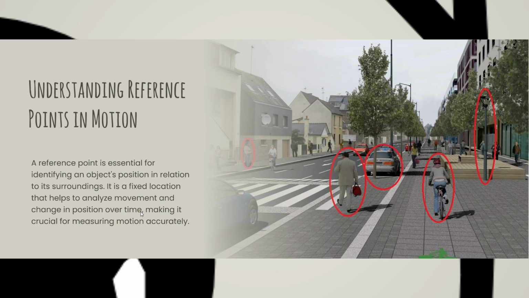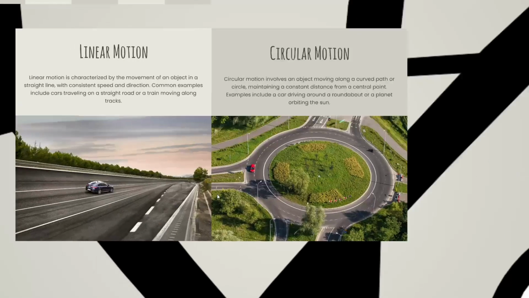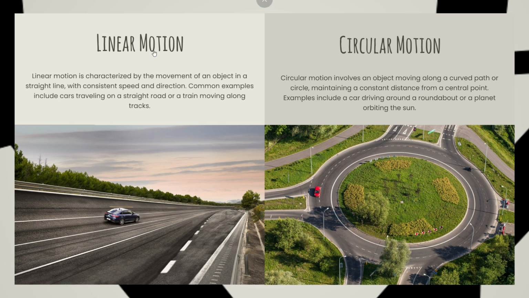So the school is a fixed position, but their houses are at different places. So the students are trying to compute the distance from their houses to their school. So they are taking a fixed location as school. It is a fixed location that helps to analyze movement and change in position over time, making it crucial for measuring motion accurately. So coming to the topic, linear motion.